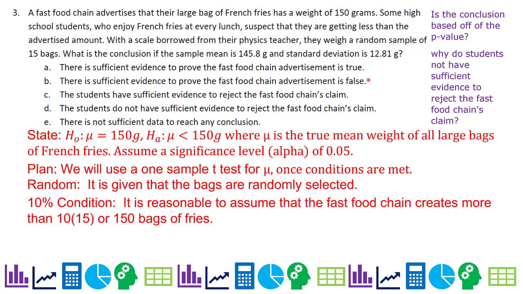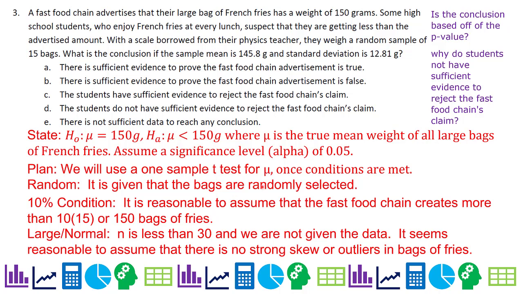10% condition. So we need to make sure we didn't use more than 10% of fries, which means we need at least 150 bags of fries, and that seems very reasonable for a fast food chain, all right? Then finally, the large normal. Now, we don't know the population distribution. We don't know if it is normal, but n is less than 30 and we're not given the data. So that's kind of a problem. But it seems reasonable to assume that there is no strong skew or outliers in the bag of fries because it probably would be pretty obvious. They probably have a scoop that's roughly the same size.